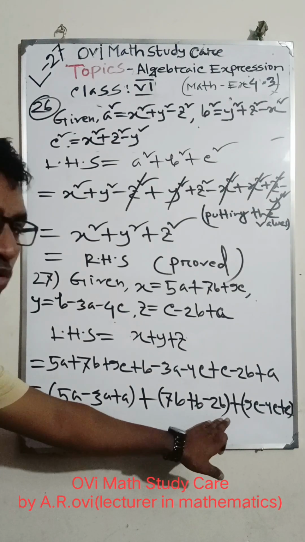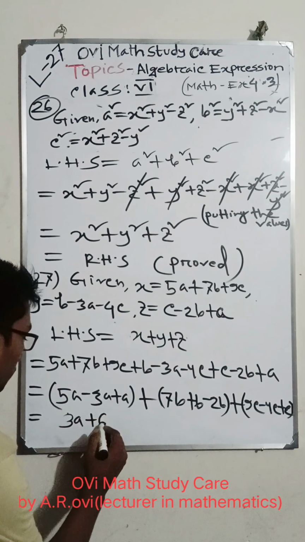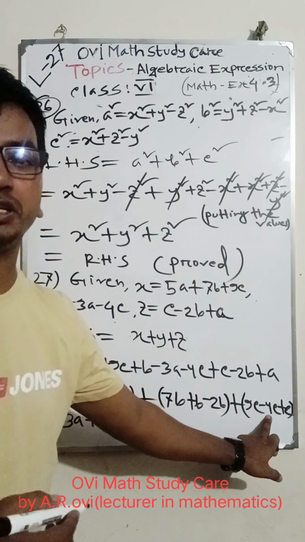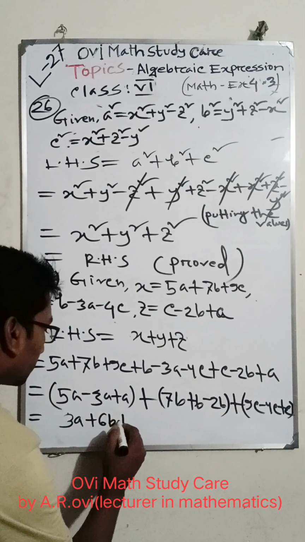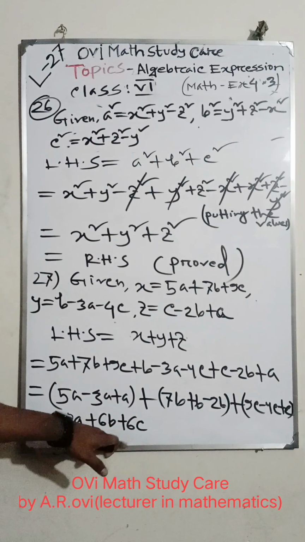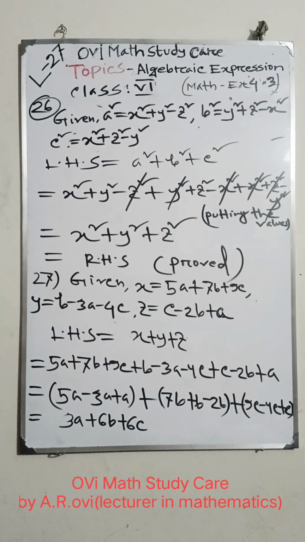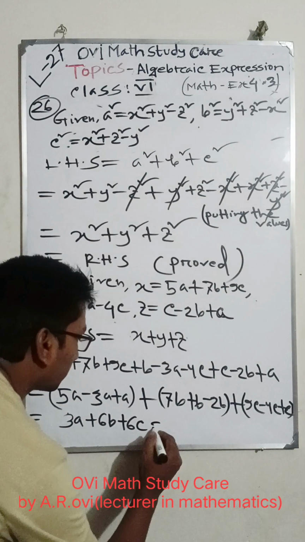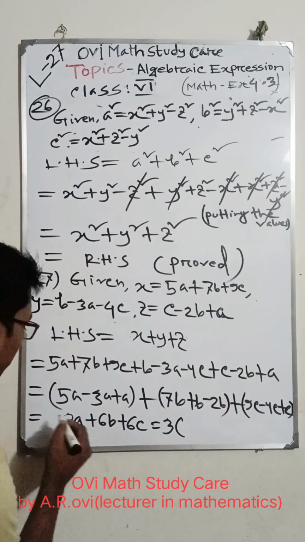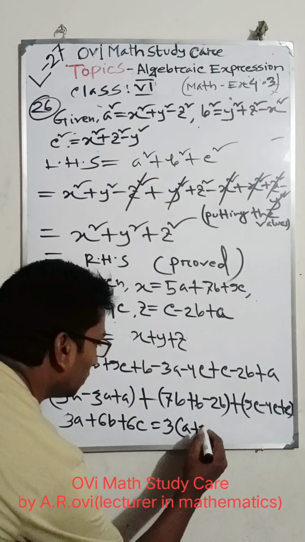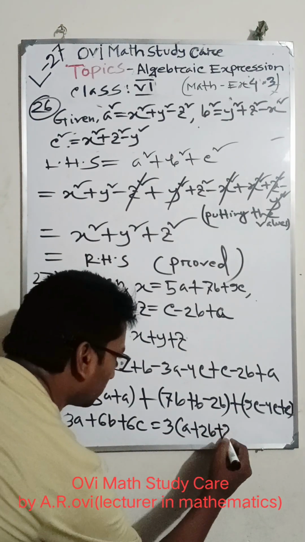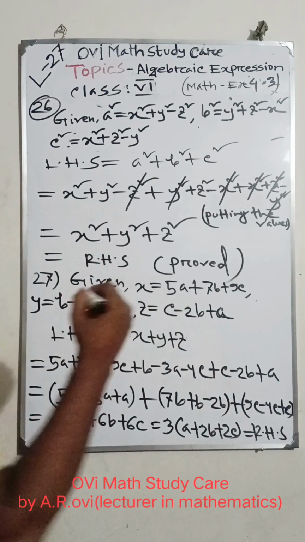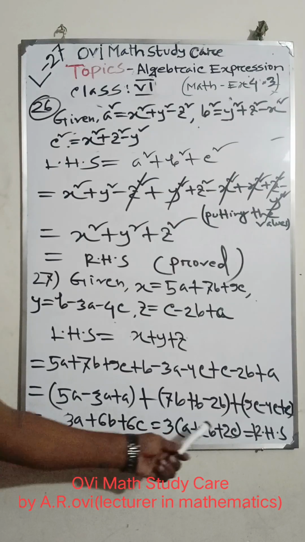7b plus 8b minus twice b, 6b. 9c plus c, 10c, 10c minus 4c, 6c. If you take common of all the terms, you can take common 3. Then it will be a plus twice b plus twice c, which is the RHS.